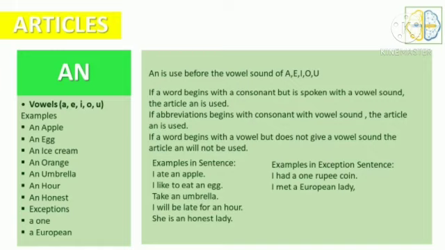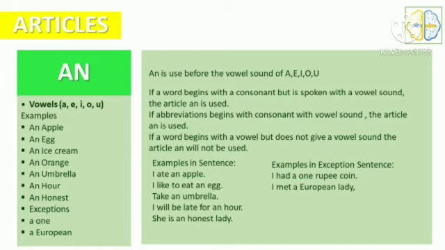There are a few more examples. An hour and an honest. Now here the spelling of hour and honest starts with H, but we pronounce it as an hour and an honest. We take the sound of O, which is a vowel. So that's why here the words start with a consonant, but are spoken with a vowel sound. So article an is used.